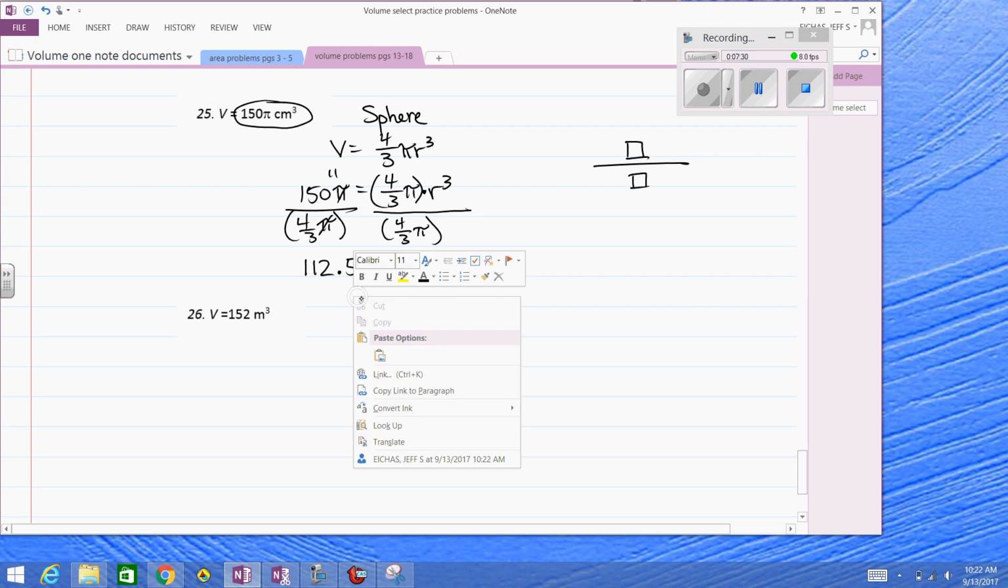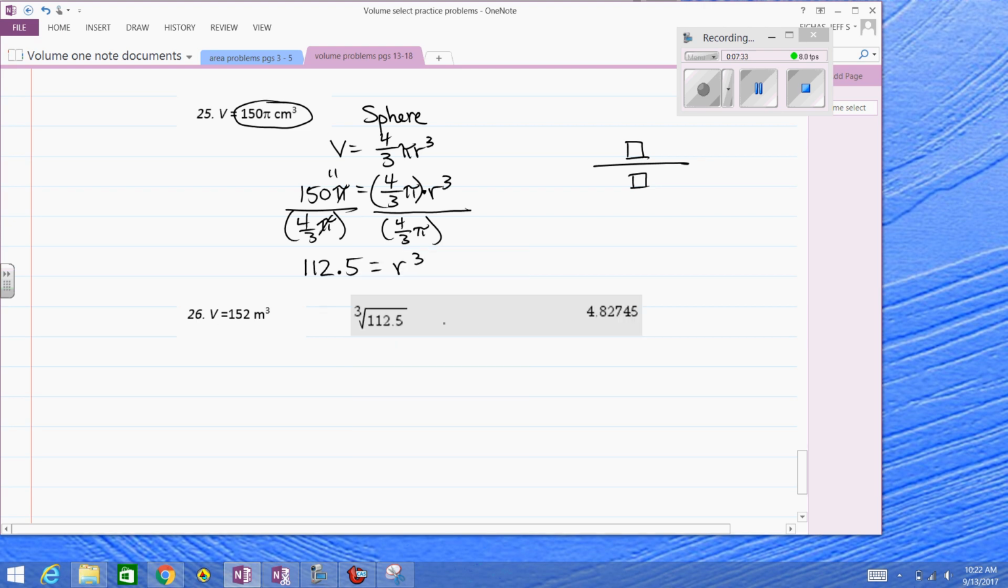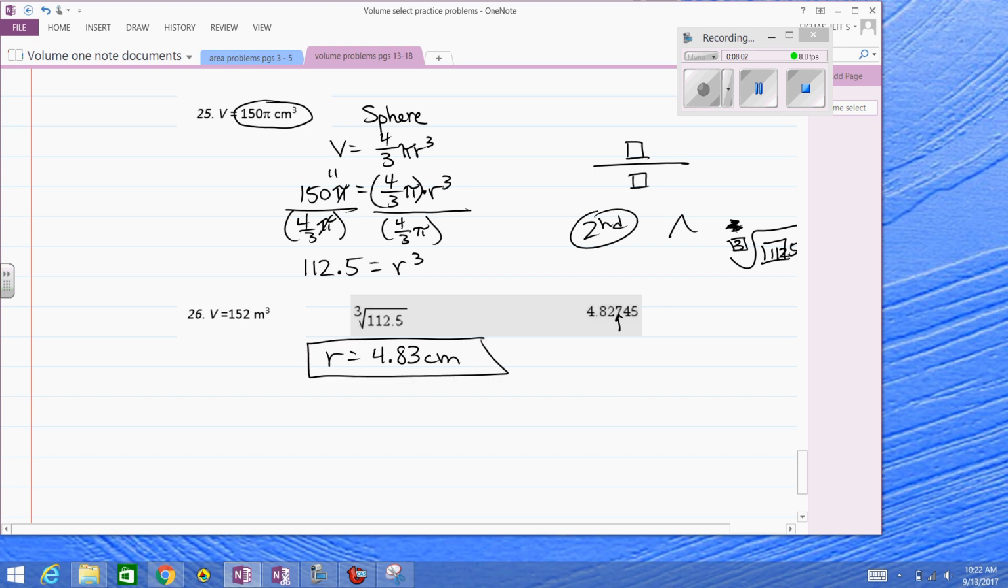So this is what I get when I type that in the calculator. What you had to do was hit the second and then this key, which is going to put that symbol in your calculator. Then you'll fill that in. You'll put the 3 in there and the 112.5 in there. So r is going to be 4.8, with the 7 kicking that up to 3, and we should be in centimeters. So that's how you would work the sphere formula backwards. Not easy, but that's what we got to do.